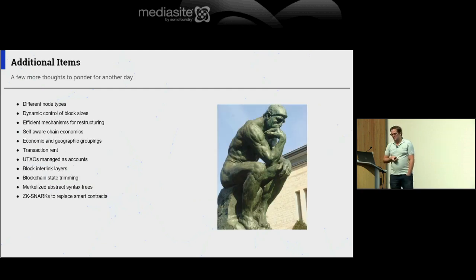So additional items for thought that we're looking at are this concept of being able to have different node types, dynamic control of block sizes, and how do we efficiently restructure. So initially, you don't want to have an infinite number of zones. You want to have just enough zones to meet your needs economically, because the more sharding, the less utility. So you want to shard minimalistically based off of demand, but that means that as demand increases, you need to grow your number of shards over time.